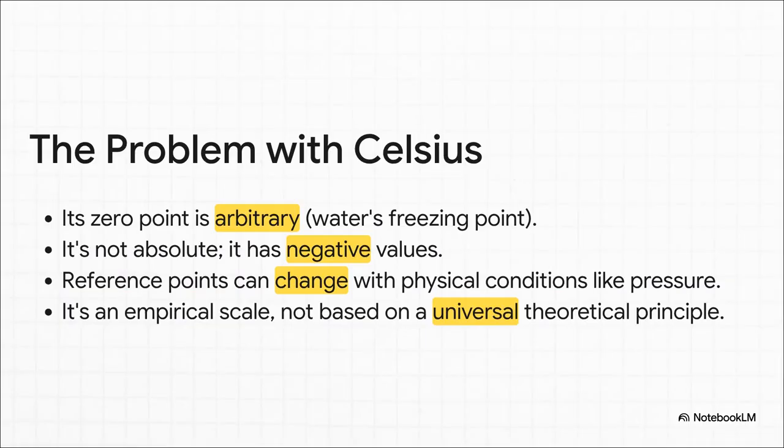Okay, so what's the big deal? Why do scientists get so worked up about Celsius? Well, for starters, its 0 point is completely arbitrary. It's just the temperature water freezes at. Useful? Yeah, but not fundamental to the universe. And maybe more importantly, it has negative values. In a lot of physics equations, that's a total non-starter. You can't have negative energy or negative pressure, right? It just breaks the math. Plus, if you go up a mountain, water boils at a lower temperature. The whole scale shifts. So for the weather report, Celsius is great. For fundamental science, we need something better.